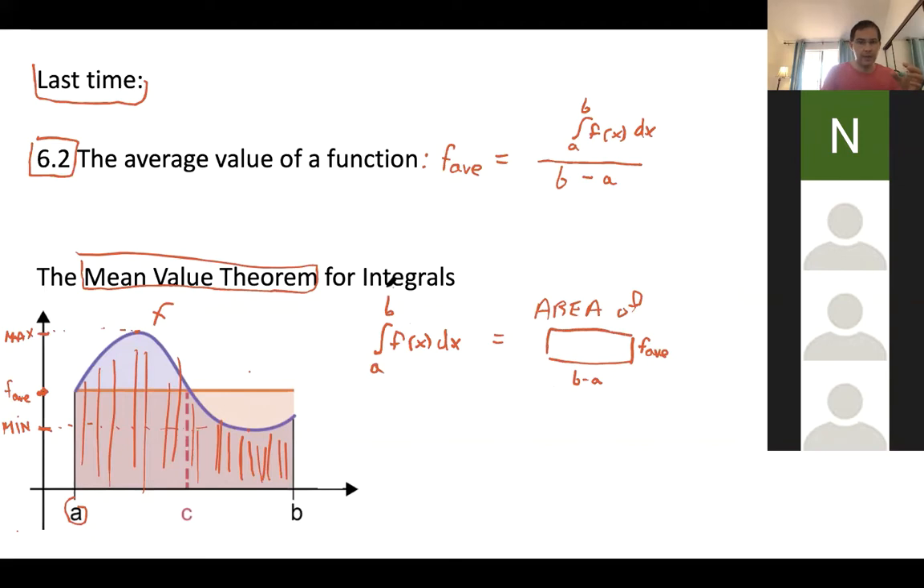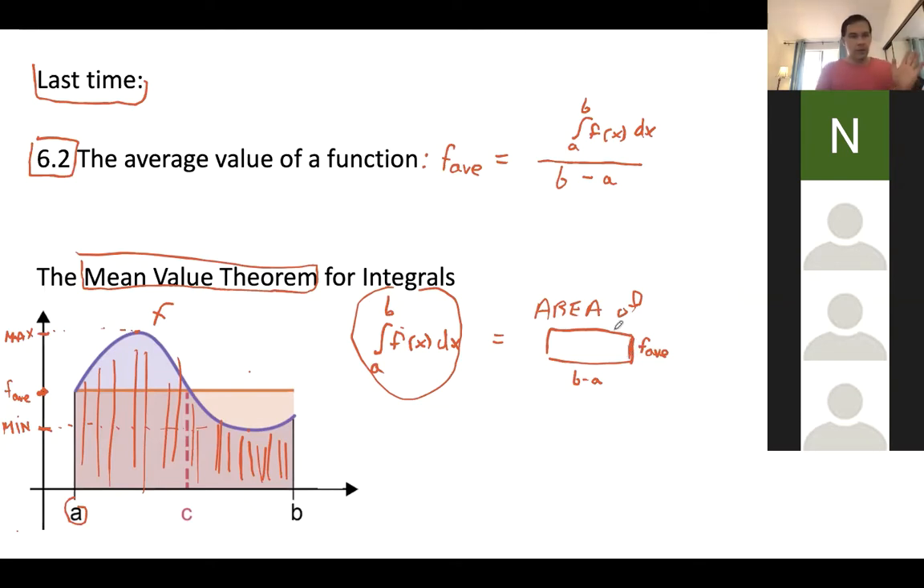So on one hand, you have the definite integral, and this is maybe difficult to compute. But look at this function f. If you can find the average value of this function f, then you can find a rectangle whose area will be exactly the same as the area of this definite integral. The base of this rectangle is simply b minus a, but the point is how to find the height. And the height of this rectangle is precisely the average value of this function.